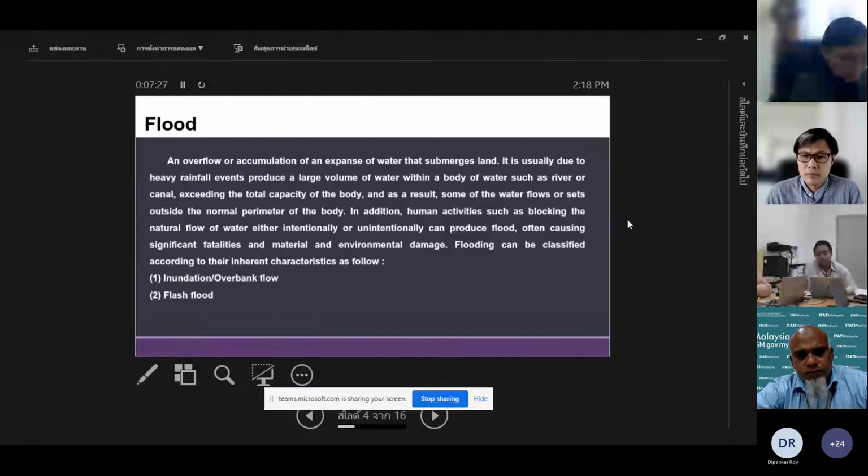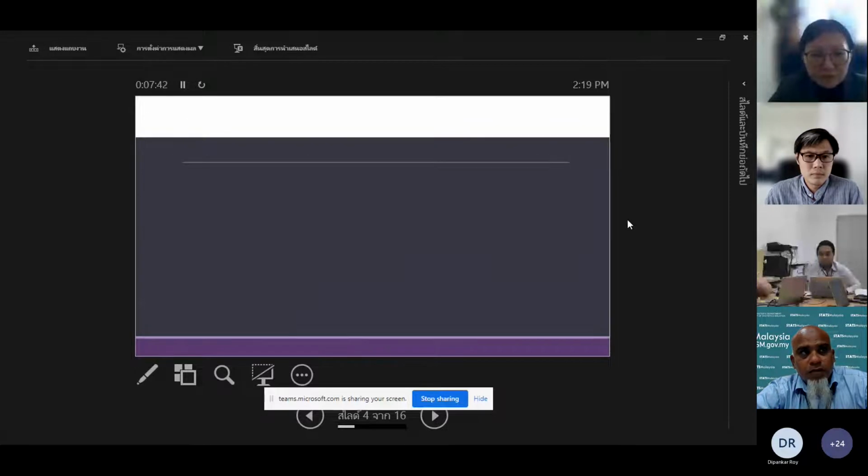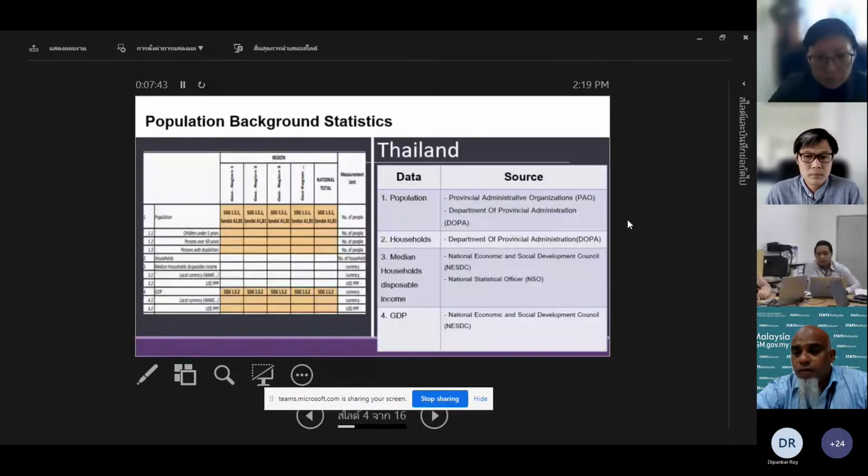Flooding can be classified according to its inherent characteristics: 1, inundations, and 2, floods, flash floods. And the slide shows table B1a.